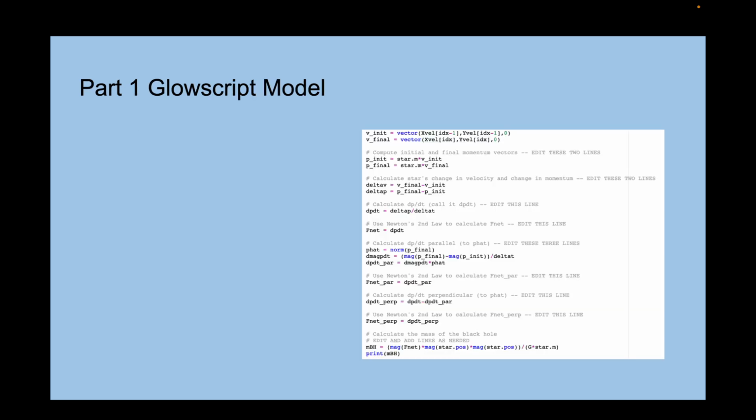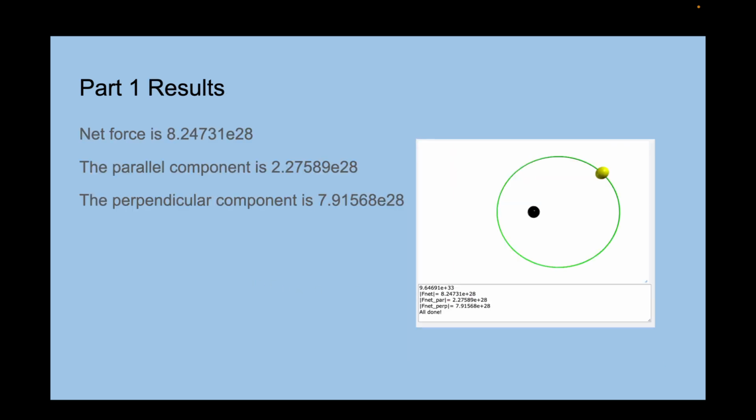So part one, this is my GlowScript model. I obviously had to calculate the initial velocity, final velocity, and then initial and final momentum, delta v, delta p. So these are all my variables that I use for my calculations. And here are my results.